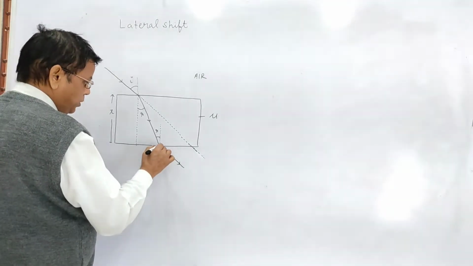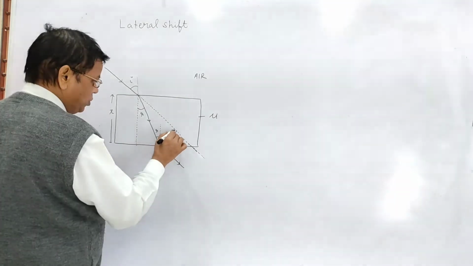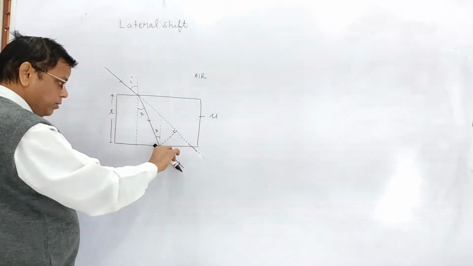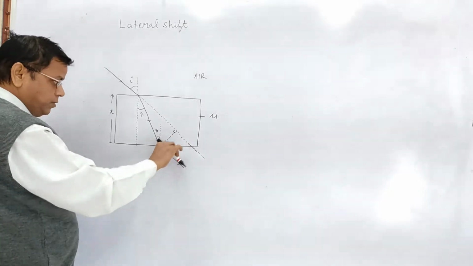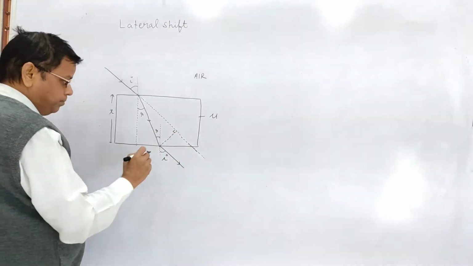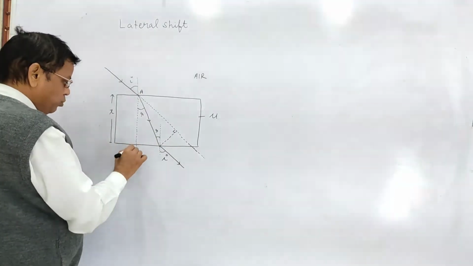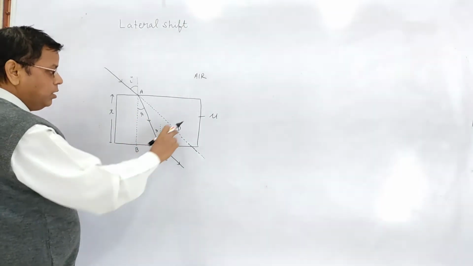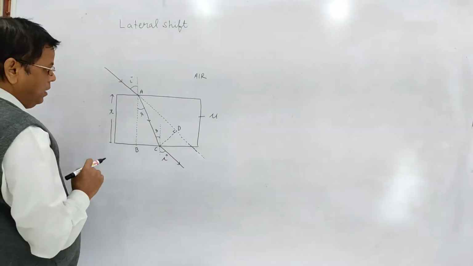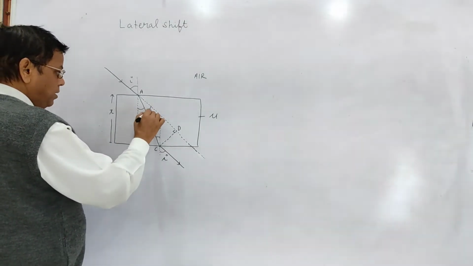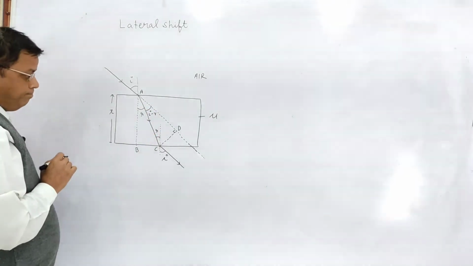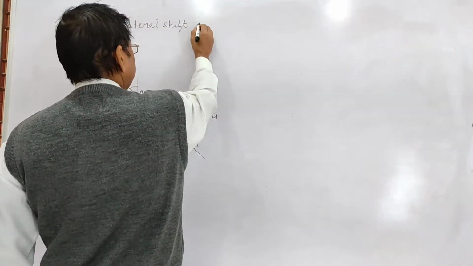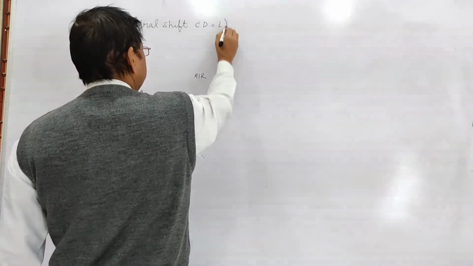Now this is the perpendicular shift of the ray that should have gone like this, but it is actually going from here. So this is called lateral shift, perpendicular to its propagation. So if this point is A, this point is B, this point is C, this point is D, then DC is called the lateral shift, that we have to calculate. This angle will be I minus R, the angle of deviation. So lateral shift here means CD, and let it be L.